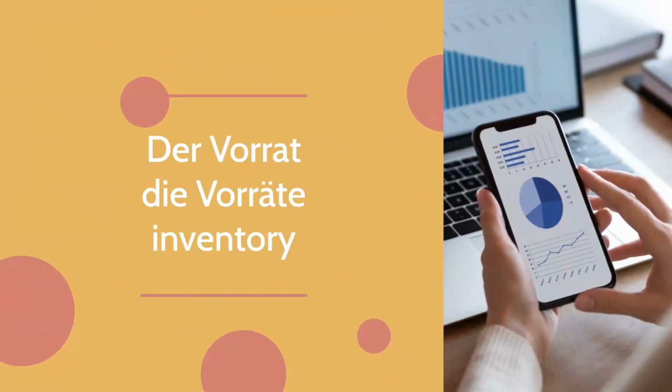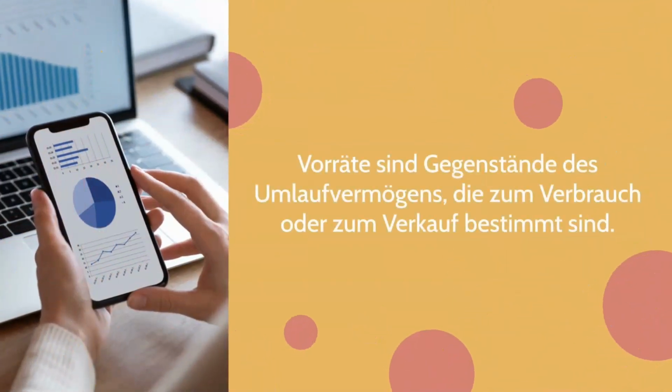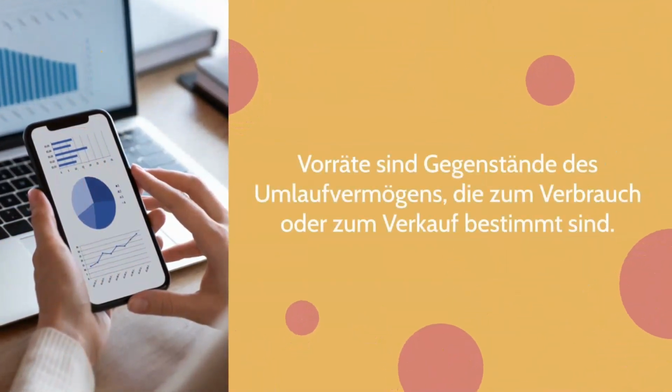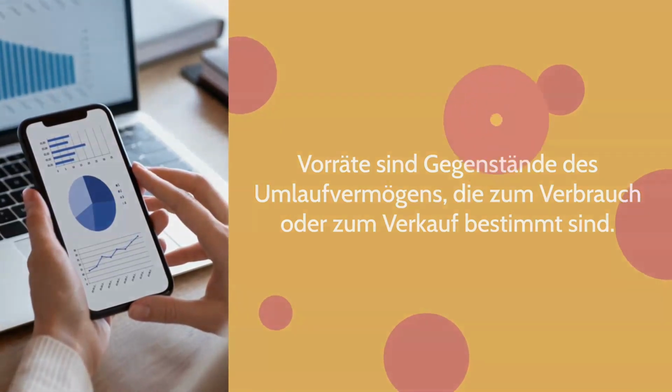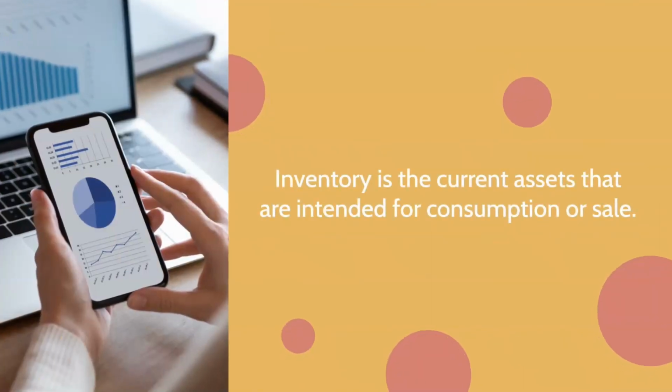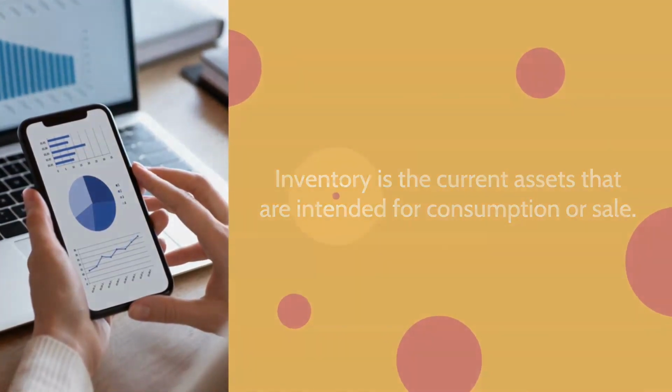Der Vorrat, die Vorräte, Inventory. Vorräte sind Gegenstände des Umlaufvermögens, die zum Verbrauch oder zum Verkauf bestimmt sind. Inventory is the current assets that are intended for consumption or sale.